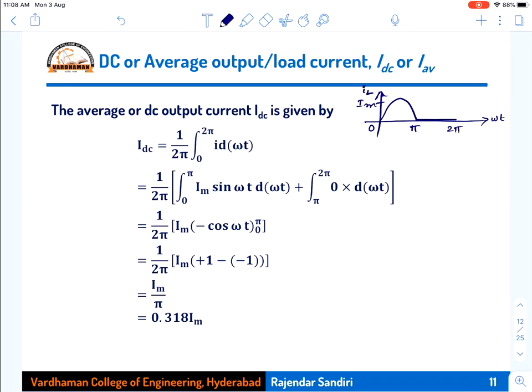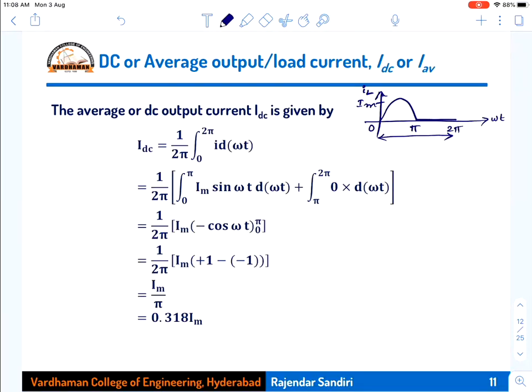Now IDC for one cycle, we have to take 0 to 2 pi. So the area will be integral 0 to 2 pi I d omega t by 2 pi. IL is Im sin omega t from 0 to pi, and from pi to 2 pi it is 0. Therefore I have to separate those integrals from 0 to pi and pi to 2 pi.